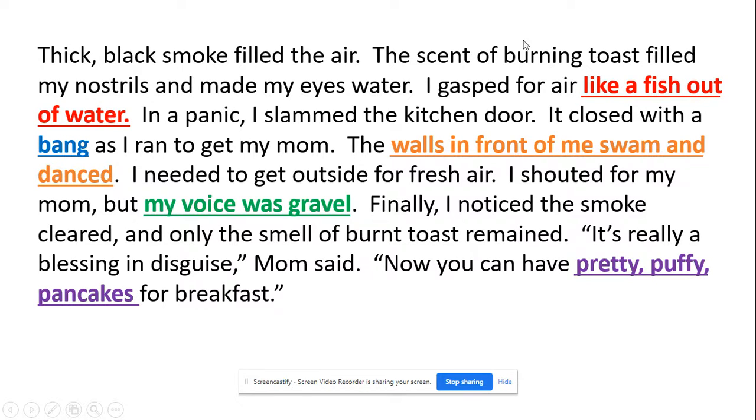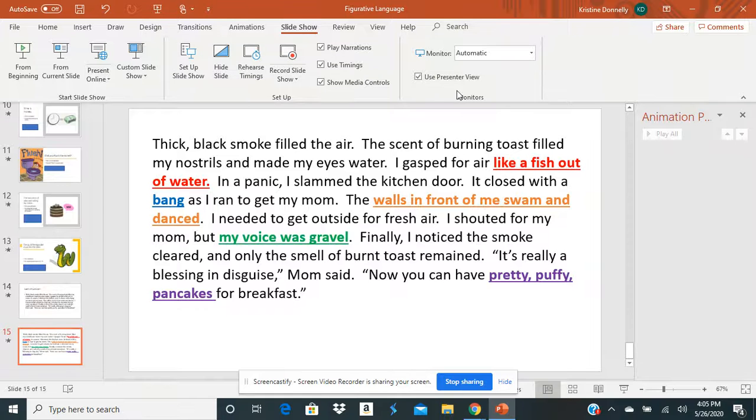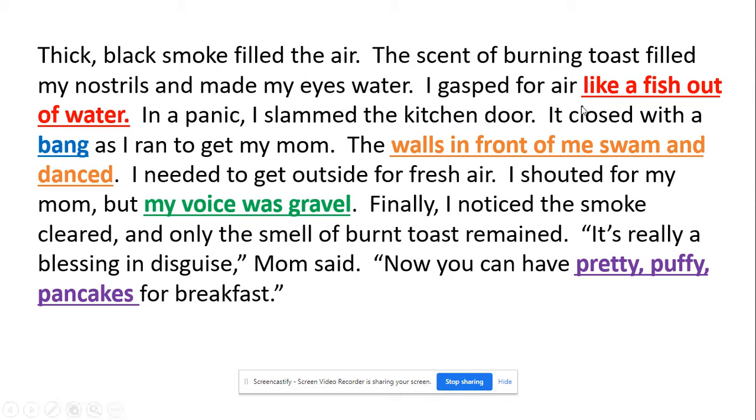Now let's look at that. I gasped for air like a fish out of water. This is an example of a simile. They're comparing him gasping to a fish out of water. We know that fish need water to breathe. So if you can imagine him gasping for air because of all the black smoke, and you can see the word like here gives us a clue that it is a simile.